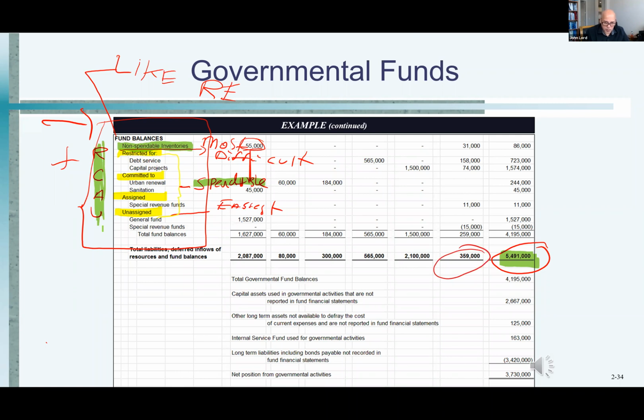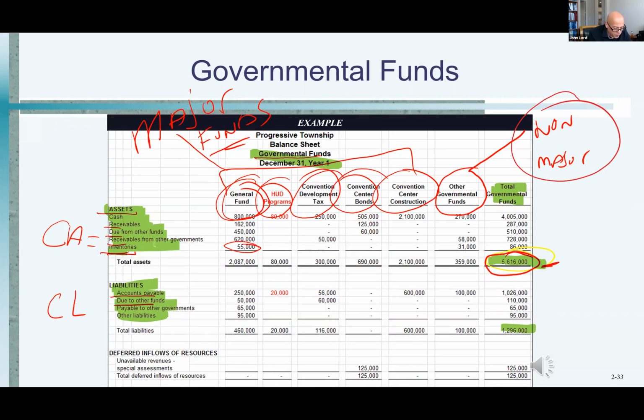Non-spendable, is that difficult to spend, do you think? Very difficult, okay? And notice in this example, they give me $55,000 of non-spendable, and they tell me it's for inventory. So I come back up, and when I look at my asset part, notice that inventory is 55,000.